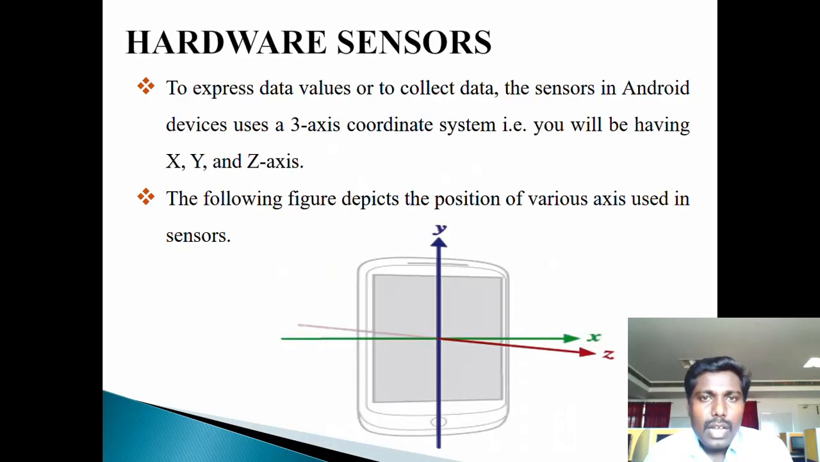So how will hardware sensors act to express data values or collect data from various resources? The sensors in Android devices use a three-axis coordinate system. What is the three-axis coordinate system? See the diagram below: x, y and z axis. It works based on the directions of the different axes of the coordinate system. This picture represents the x, y and z axis directions. But see the white diagram behind it; that is nothing but the mobile device.